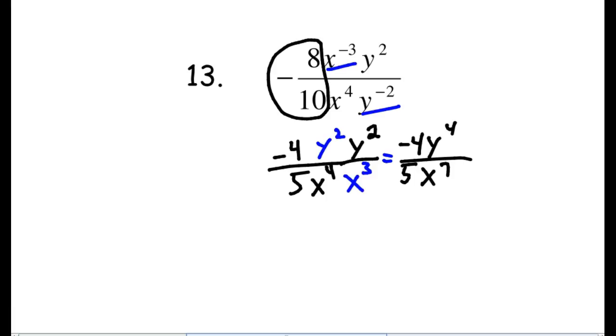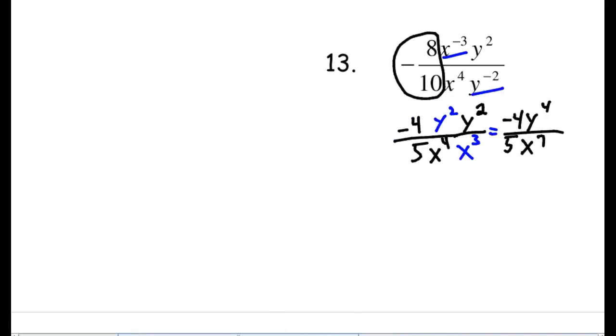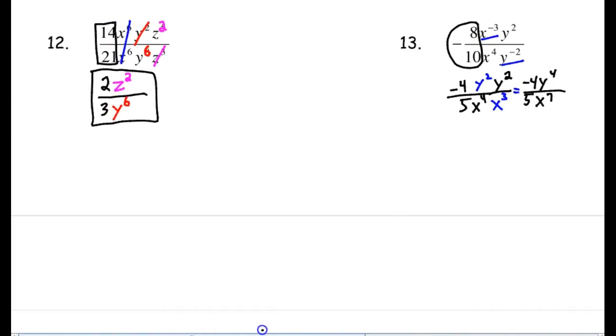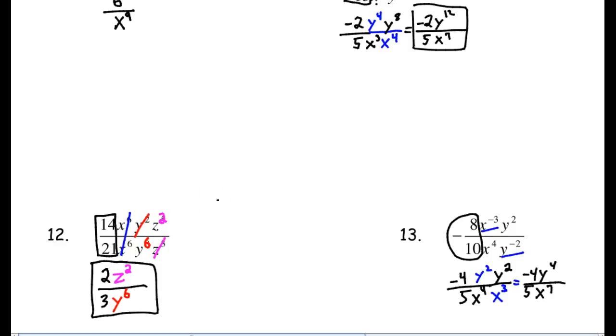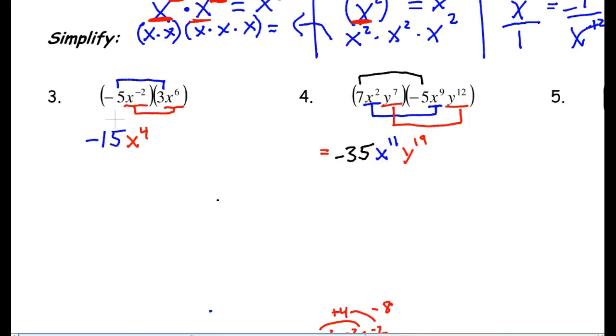So in general, take care of double exponents first, when you have a power to a power where you have to multiply. Do those first. Take care of negative exponents next. And then go ahead and add up exponents as you need to.